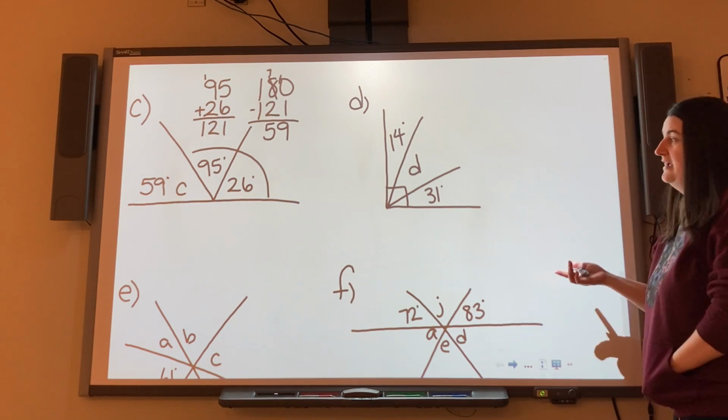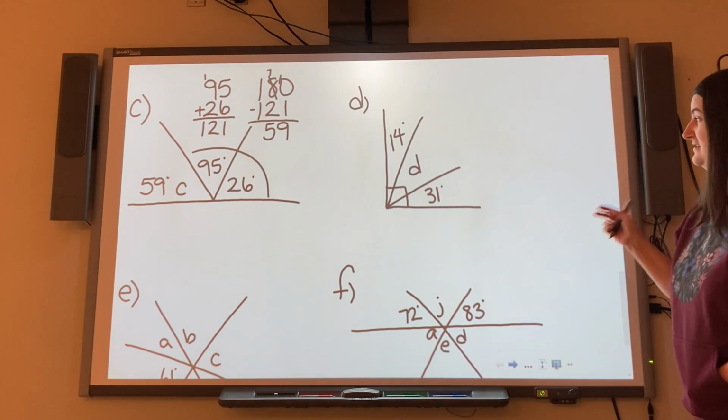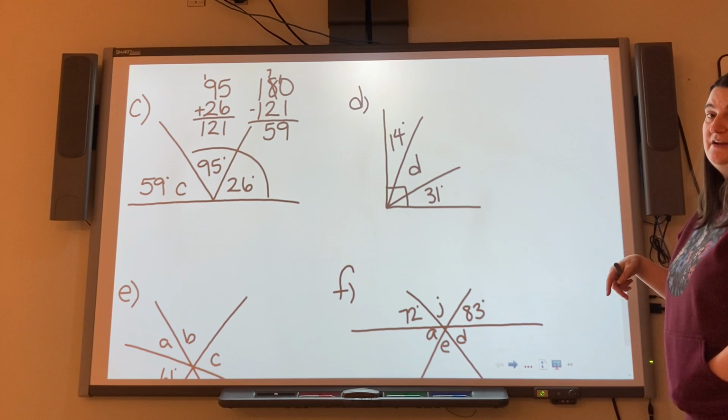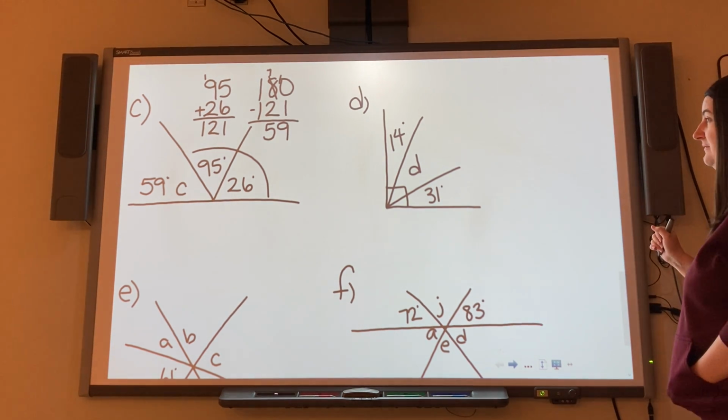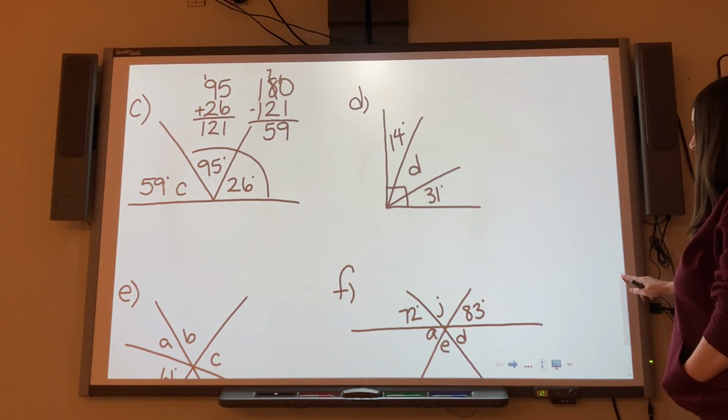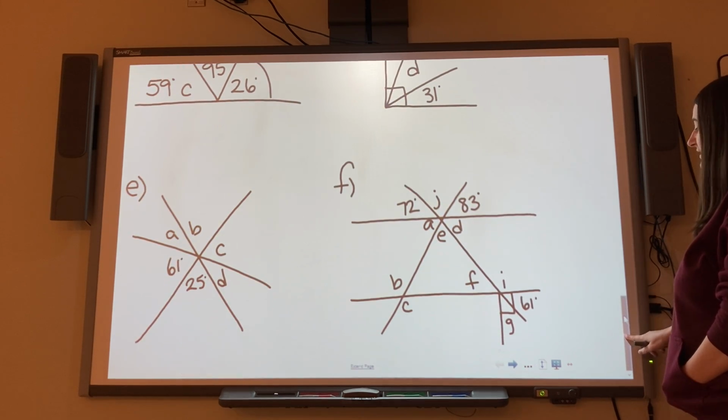All right, D works the same way, except you're taking away from 90. You're still going to have to add the ones that you know, and then take away from 90 to find the missing angle. So that's for homework. So let's look at the last ones here.